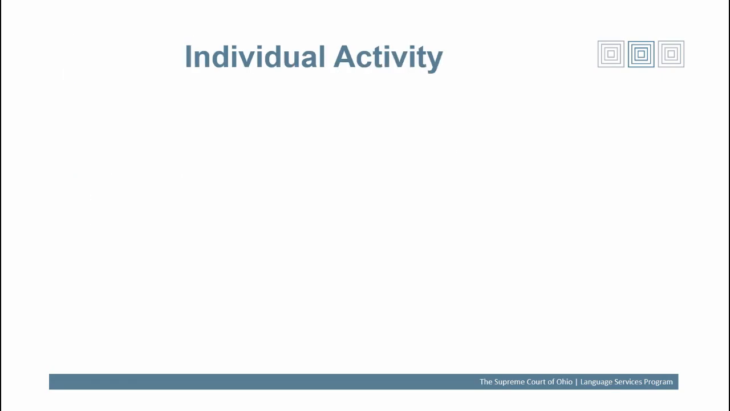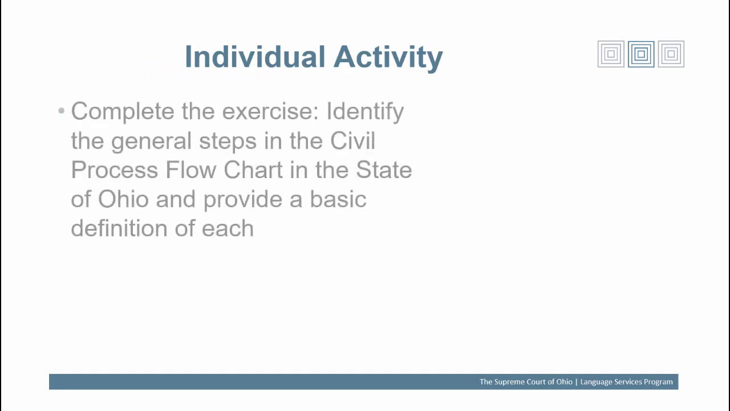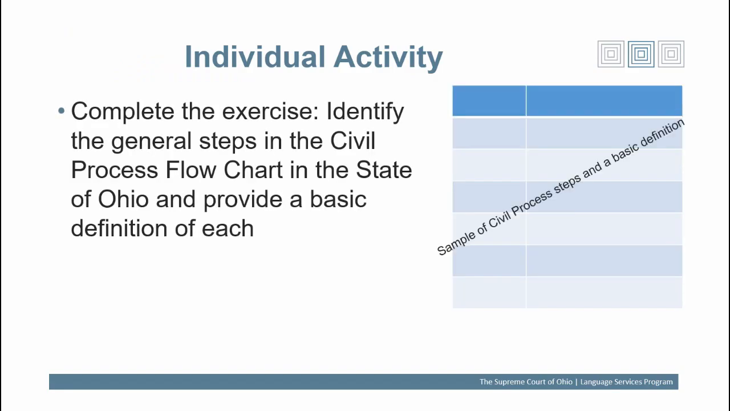Individual activity. Complete the exercise. Identify the general steps in the civil process flowchart in the state of Ohio and provide a basic definition of each.